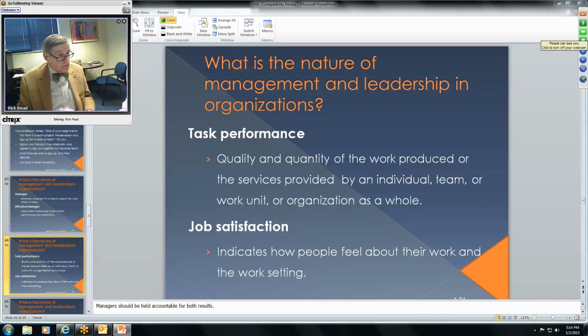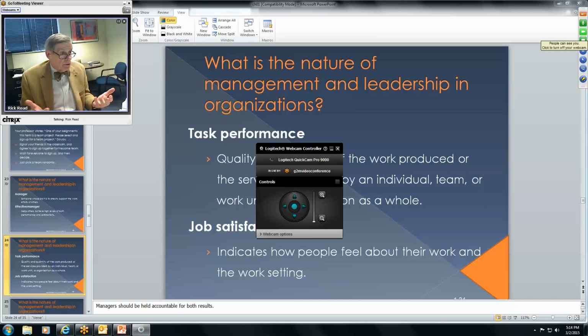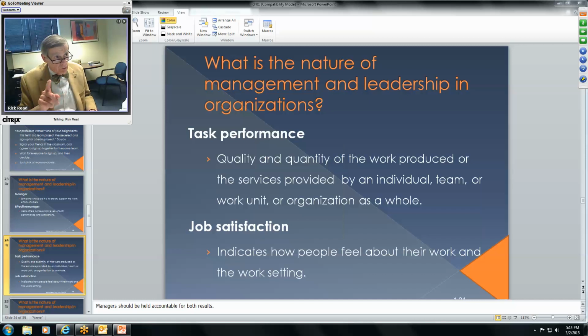But performance is what we do. It's not how we do it, it's what we do. We're hired to do something, and that's our task performance. Hopefully, it's good. If we have high job satisfaction, the adage is we'll have high job performance. How well those two correlate, I don't know.